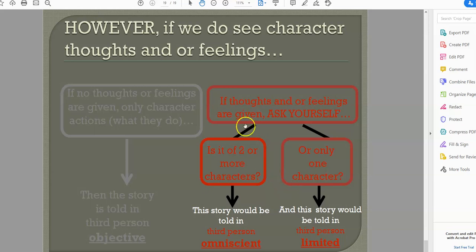And if the narrator is not giving any feelings, just telling actions of the characters, it's third person objective. If the narrator is telling the thoughts or feelings of two or more characters, that's third person omniscient, all-knowing. If the narrator is only giving the thoughts or feelings of one character, that would be third person limited. Now remember, you're only looking at what the narrator says, not what's in quotation marks that the characters are saying, only what the narrator is saying.